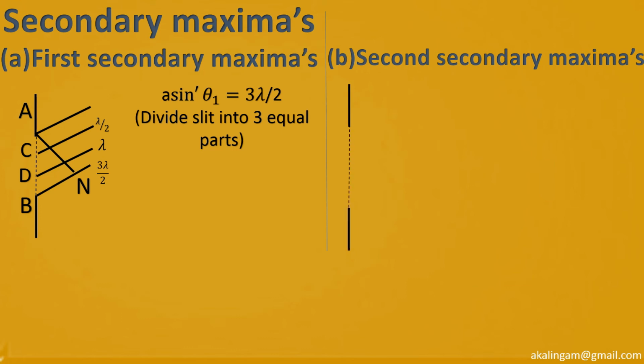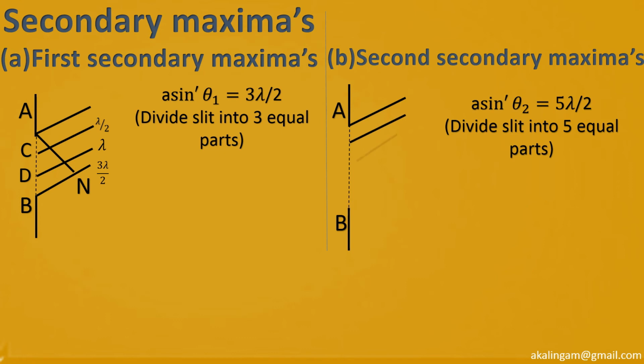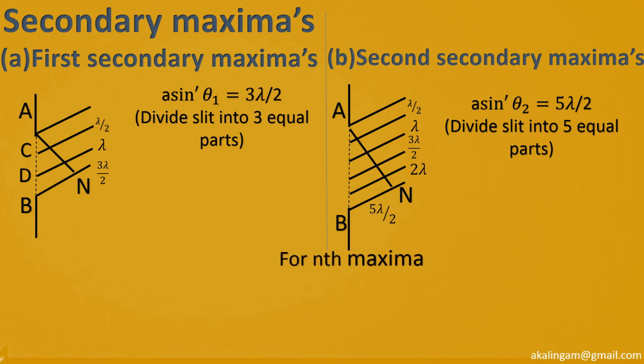Same, I am considering a slit, a fresh source of disturbance A, B, and now I am dividing the slit into 5 equal parts. Lambda by 2, lambda, 3 lambda by 2, 2 lambda and 5 lambda by 2. This is a sin dash theta 2 is equal to 5 lambda by 2.